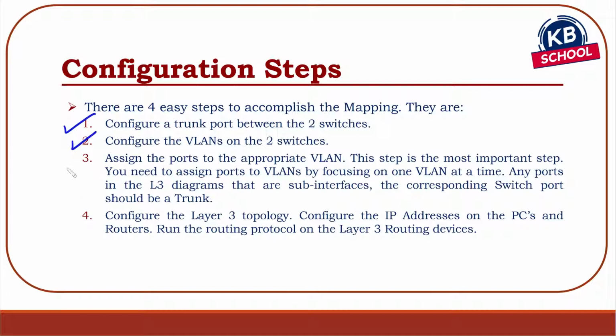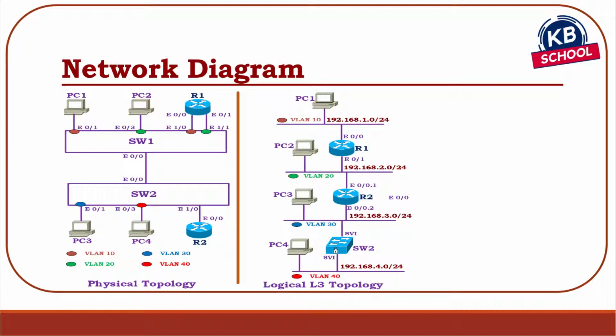So trunking and switching. Now this is the long step: assigning ports to the appropriate VLANs. This is the one that I need to focus on one VLAN at a time. There's a whole bunch of this that needs to be done. So if you take a look at the diagram over here, the first thing I'm going to do is go to VLAN 10 and take a look at the 2 ports that are part of VLAN 10. I have PC1, which is this port, and R1 E00 in VLAN 10. So I'm going to assign these 2 ports, E01 on switch 1 and E10 on switch 1, in VLAN 10. Once I've done that, the physical to logical mapping for VLAN 10 is done.